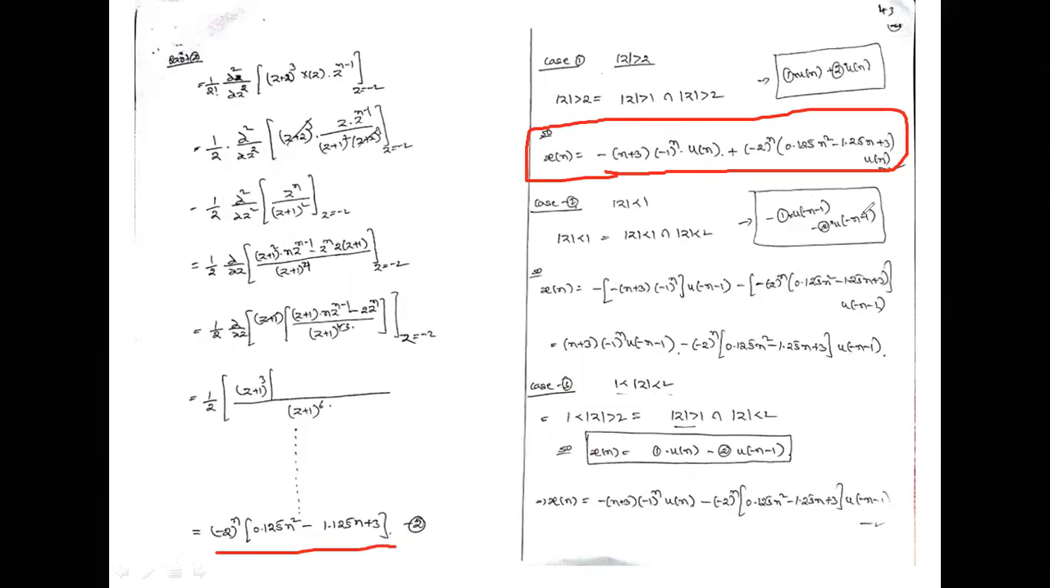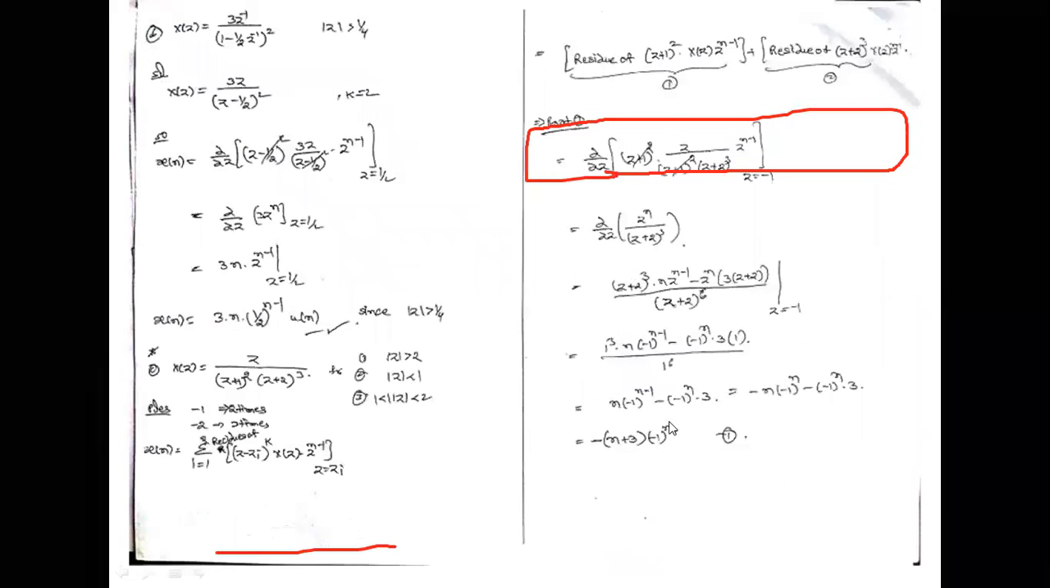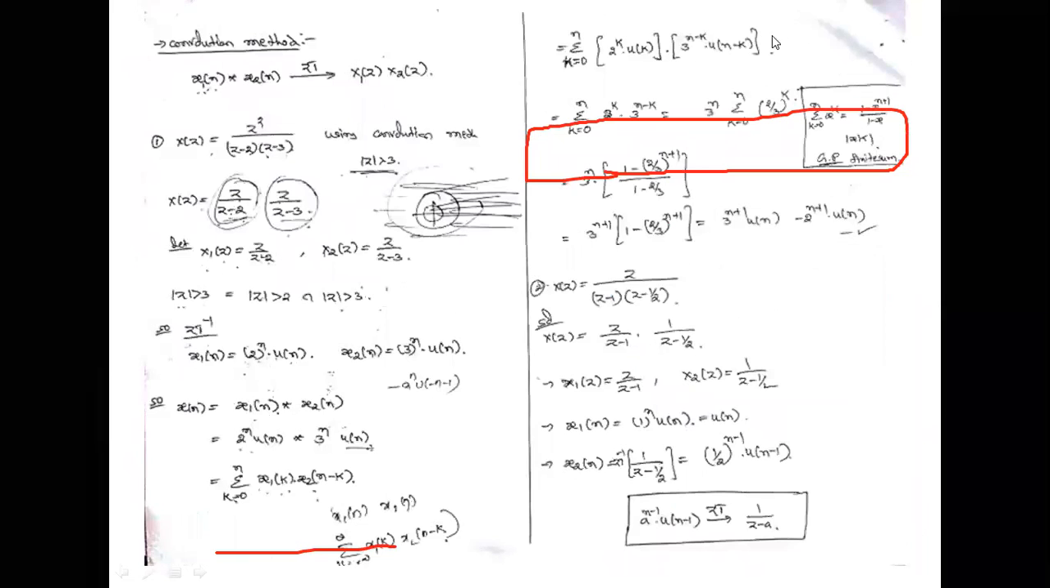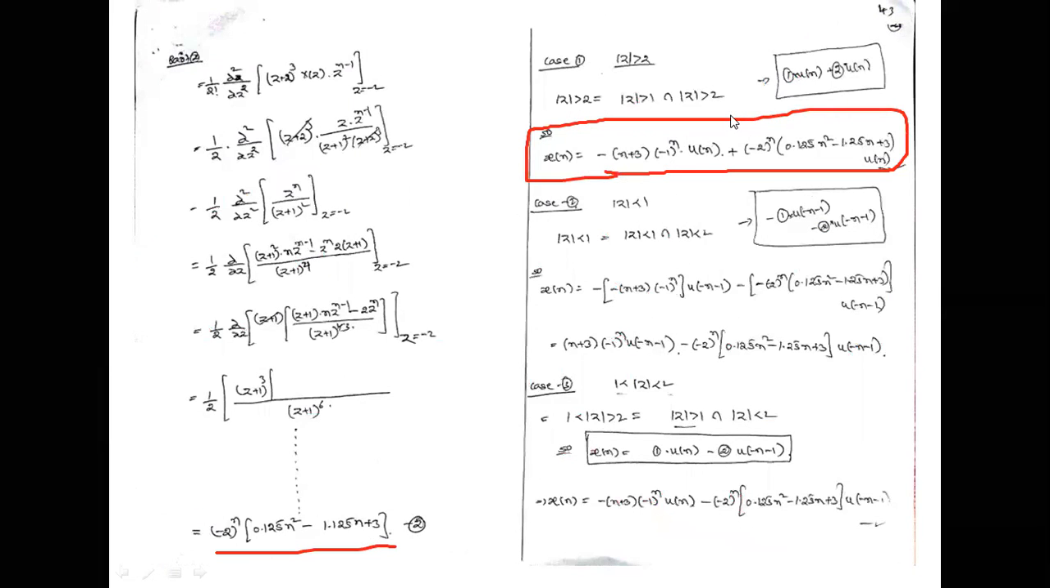and this is the term of equation 2 also. What we got previously, minus n plus 3 minus (-1)^n, and in this second term we got (-2)^n multiplied with 0.125 n square minus 1.25 n plus 3. It is for only |z| greater than 2, and |z| less than 1, and z in between means less than.